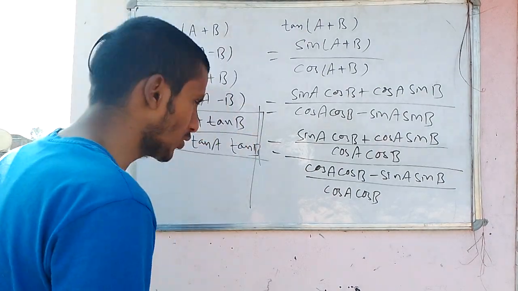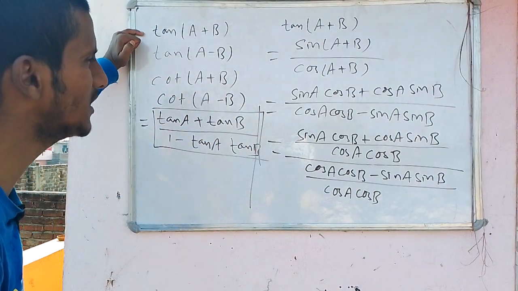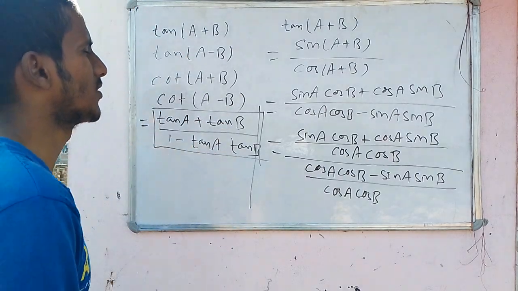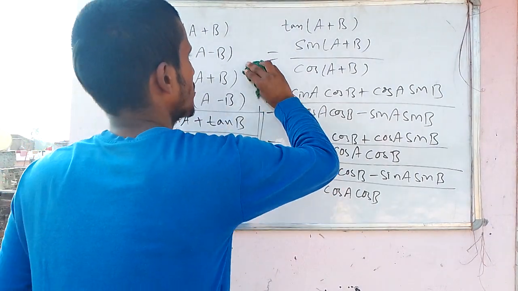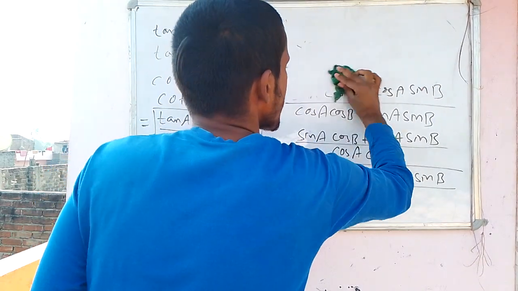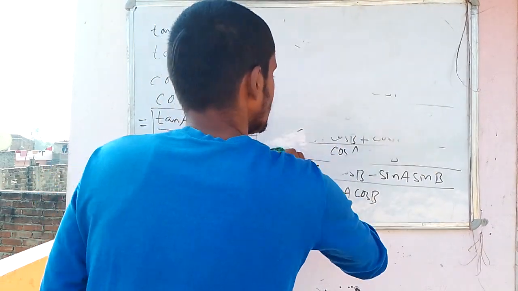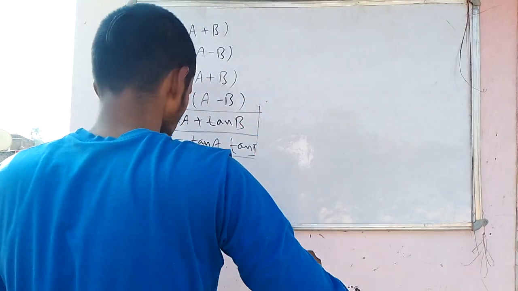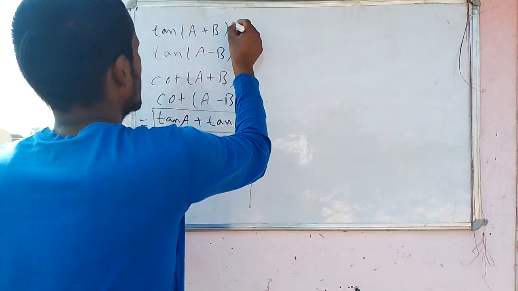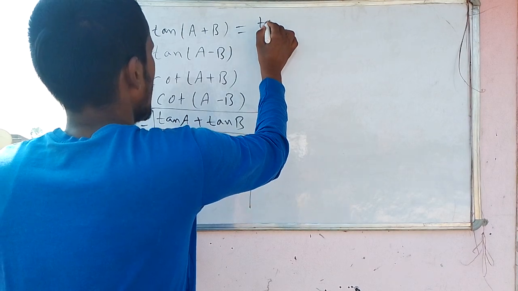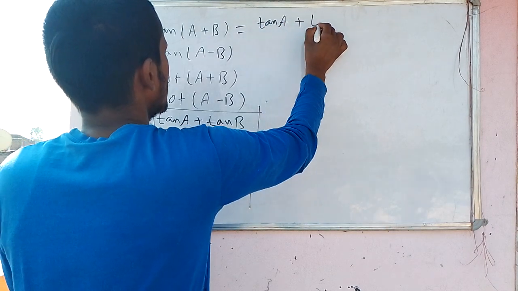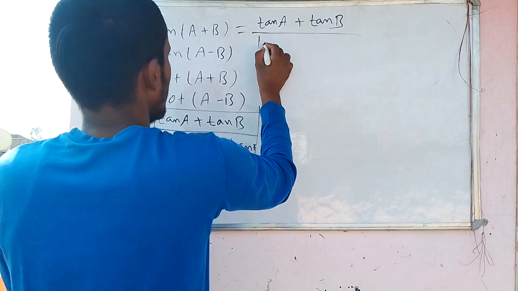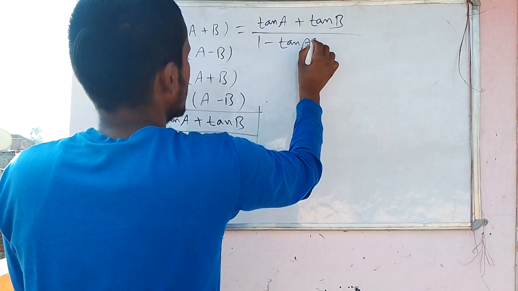Which means now you have the formula for tan of a plus b. You can pause the video and note this down if you want. So the formula for tan of a plus b is tan a plus tan b, divided by 1 minus tan a tan b.